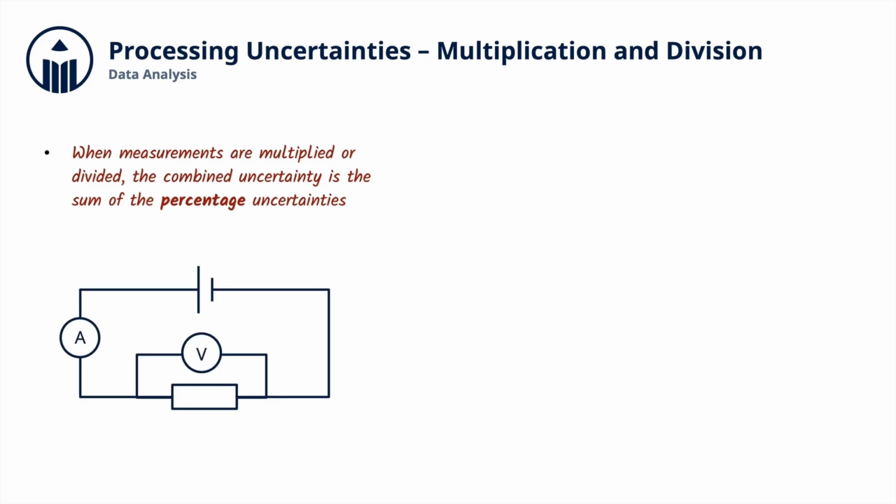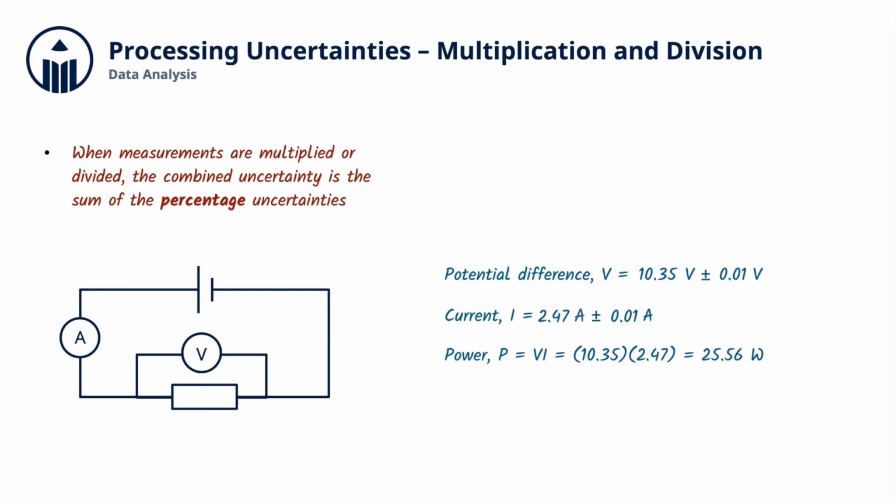Here is a circuit with a resistor or resistance R. The potential difference of the resistor is measured with a digital voltmeter to be 10.35 volts plus or minus 0.01 volts. An ammeter measures the current in the circuit to be 2.47 plus or minus 0.01 amps. We want to calculate the power in the circuit, which is the product of the potential difference and the current. This equals 25.56 watts. To determine the uncertainty on the power, since the potential difference and the current are multiplied, we must add their percentage uncertainties.